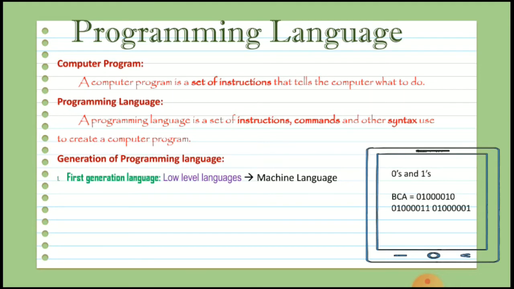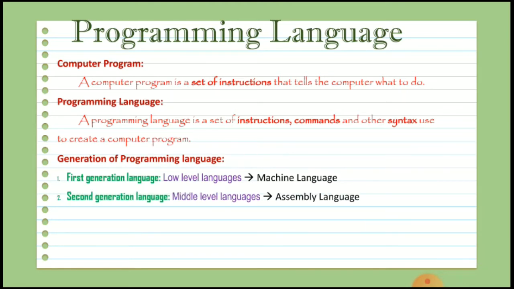If you see the instruction which we are writing using zeros and ones, it is difficult to understand. Second type is second generation language. These are middle level languages like assembly language.